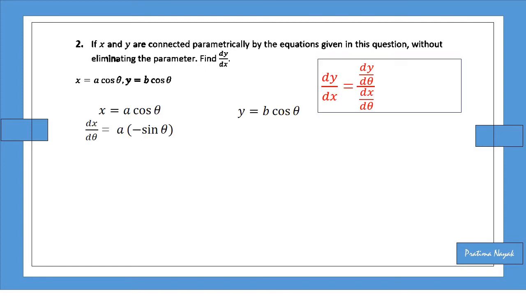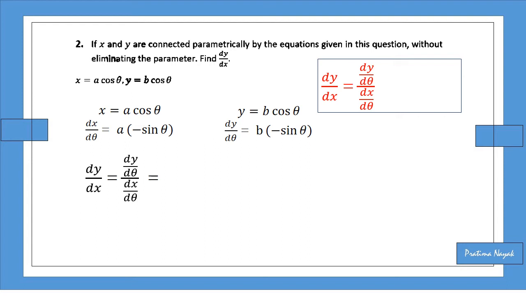So dx by d theta is a into minus sin theta, and what do you get for dy by d theta? It will be b into minus sin theta. Now divide it.